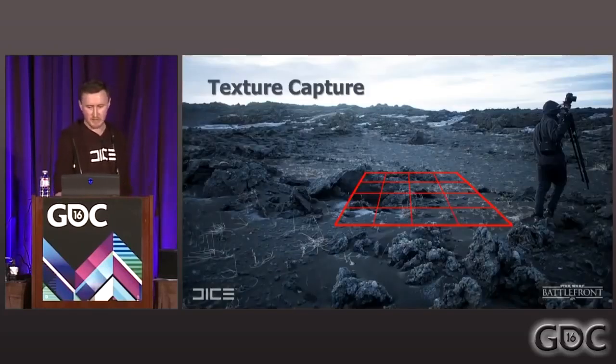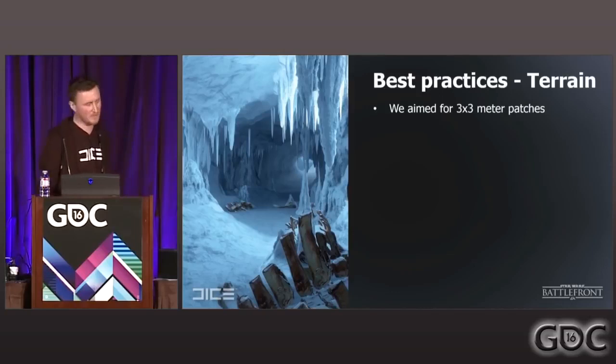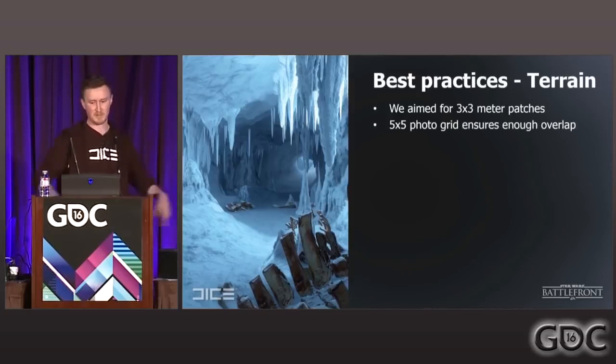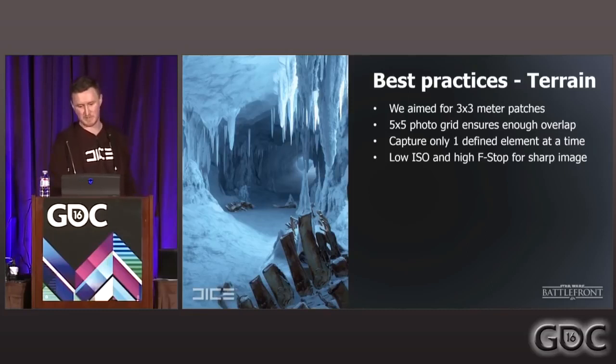Yeah, so a bit on the texture capture. Again, we didn't really use any special rigs for this. We just tried to hone in on a standard that we used. So it was roughly a 3x3 or 4x4 patch of terrain in the real world, about 5x5 photos. It was generally enough overlap in most cases, and always capturing just one defined element, such as just gravel or just sand, as in the Frostbite terrain we'd do all the blending between those in the system itself.